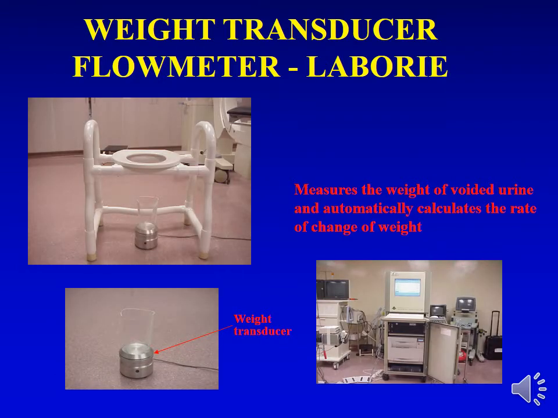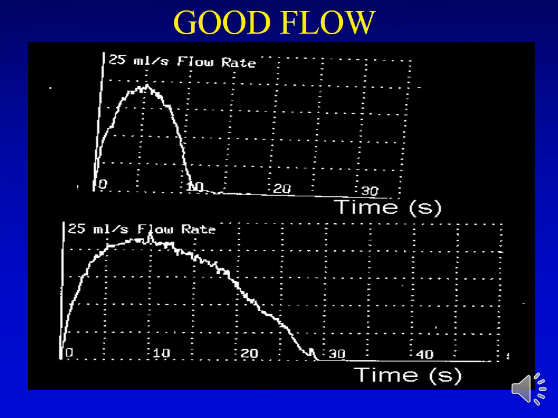This is a gravitational or weight transducer, where after the patient passes urine, the weight of the voided urine is measured, and it automatically calculates the rate of change of weight into the flow rate of the urine. This is a uroflowmeter tracing. Look at that: the flow goes up and then comes down again very fast, like a hyperbolic curve. This is a normal flow. It should go up and come down again.